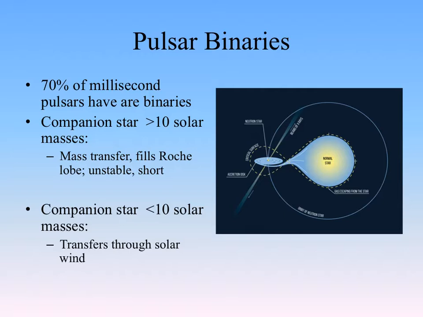So if you have a companion star that is less than 10 solar masses, we still have that transfer and filling the Roche lobe, but it's more through the process of solar wind than physically stealing the matter and the gases from that star. So in this case, the material would flow along the magnetic poles of the neutron star and create X-ray pulsations as it was heated.